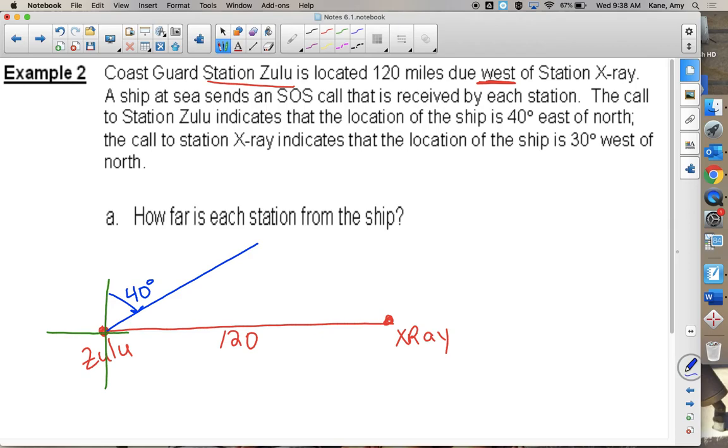And then the other one, X-ray, says the ship is 30 degrees west of north. So here's north, we're moving west by 30 degrees. So our ship is somewhere here at sea.